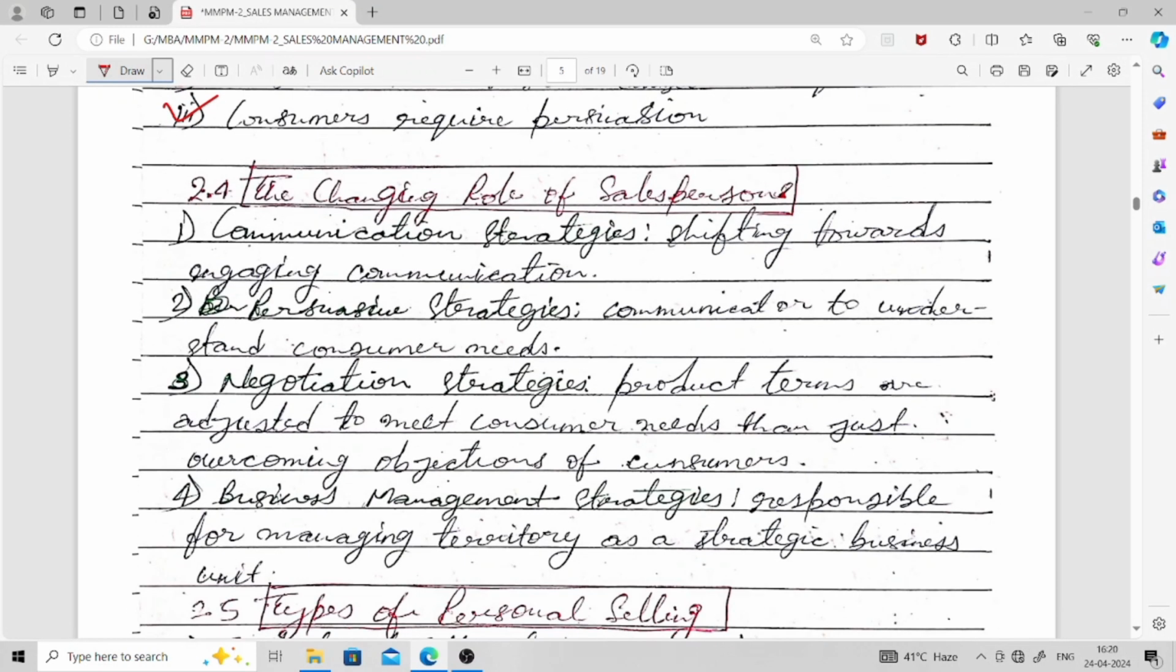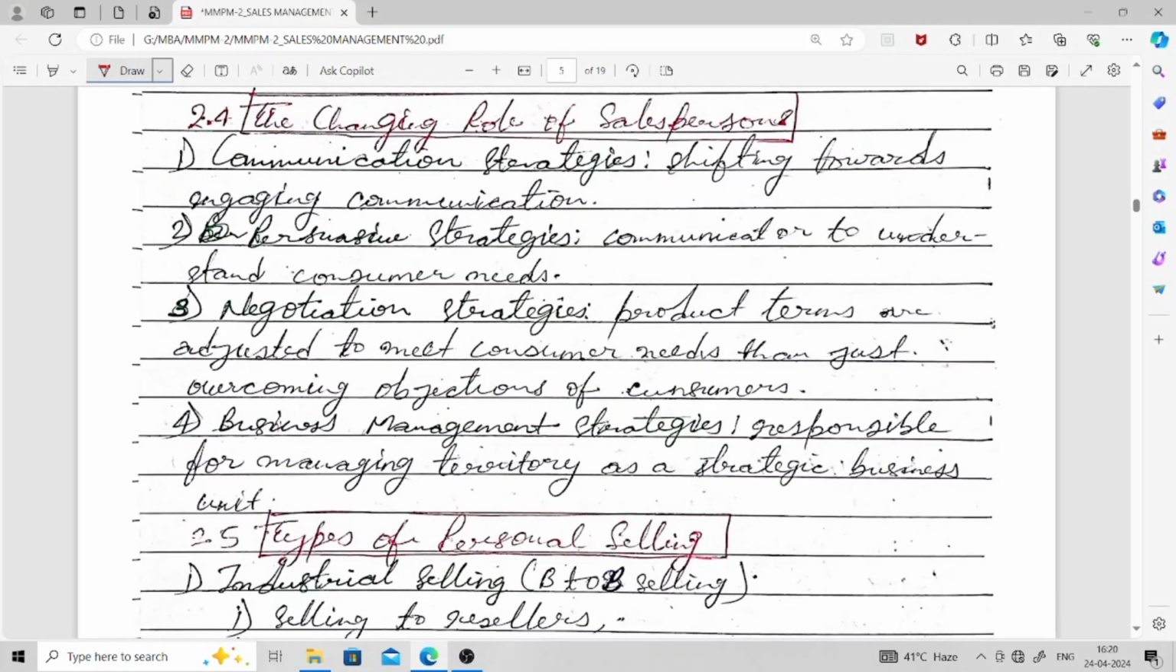Then changing role of salesperson. There you have the changing role of salespersons. The first role of the salesperson is in communication strategy, shifting towards engaging communication. Nowadays salespeople not only provide the information, but that information should be provided in an engaging way, so that consumers engage with the communication and understand the importance of the product for themselves. So it is shifting towards engaging communication.